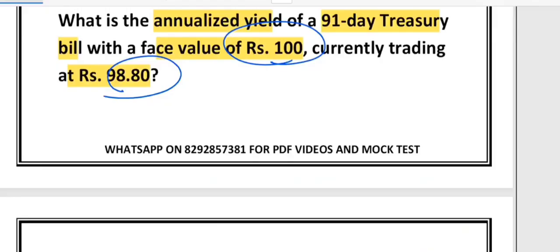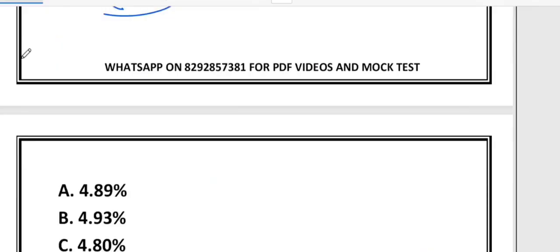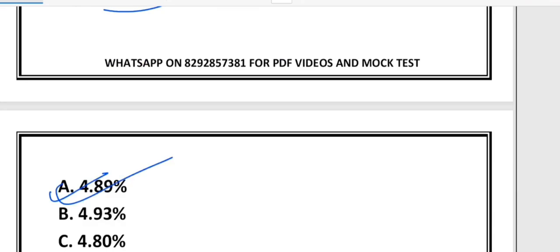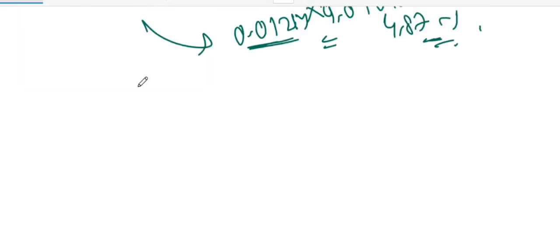Now friends, let's look at the options. I think the nearby one is 4.89, so this will be the correct answer. Friends, this is a very, very important formula that you need to remember. This is called the treasury bill yield.